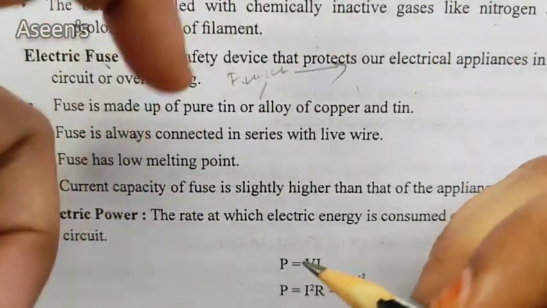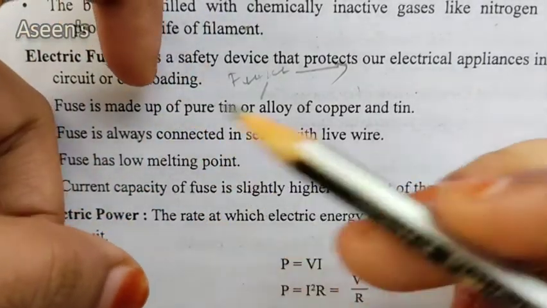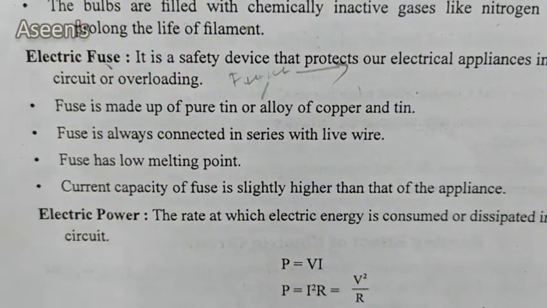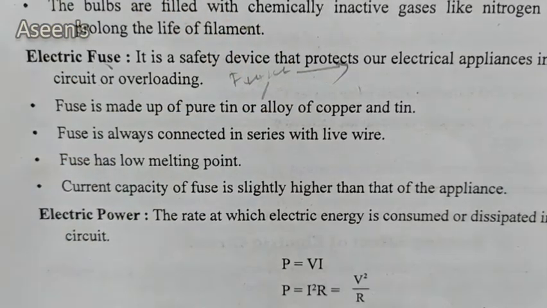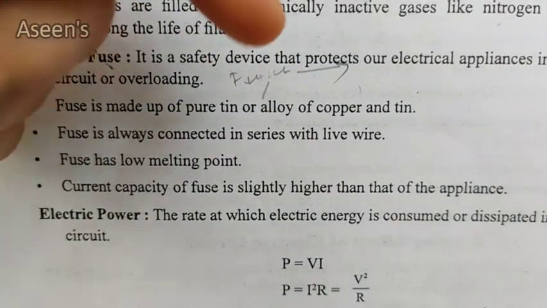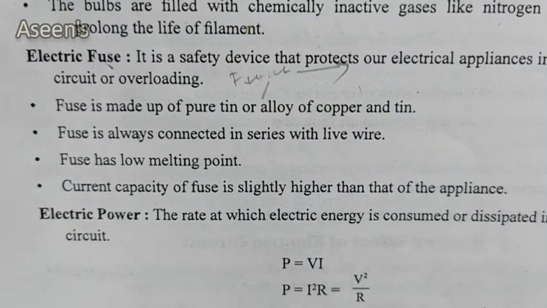Then later on you can take the ceramic out and change the wire, and that is how your house will be protected. Otherwise it might also burn your house because of short circuit and all. So whatever wire we are using has a low melting point. As said before, because of high electricity, it can melt down very easily. And that is the reason why we use low melting point wire.